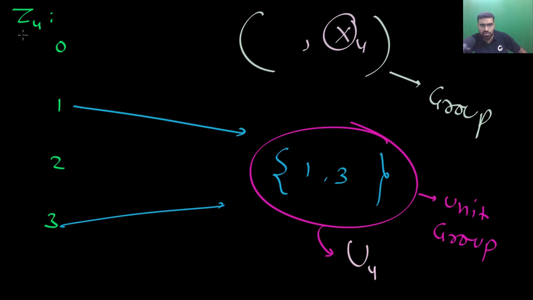Why U4? Because it is coming from Z4. So very simple, this is your U4, and this is a group. This is the final conclusion. I hope you understood. If there is any confusion, don't worry. We will take a lot of examples.